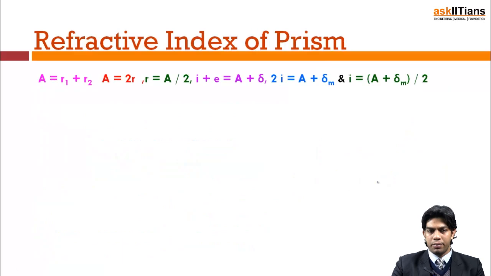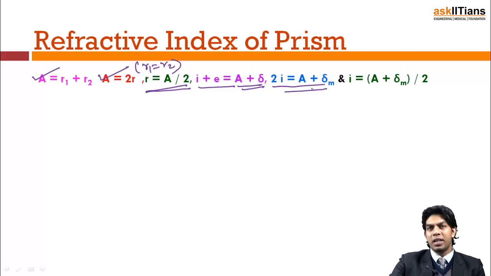Refractive index of prism. Now, based on the different properties which I know of prism, that is angle of incidence, and with the special conditions, that is during the angle of minimum deviation, I have this particular thing because of R1 equals R2. So R is basically R1 or R2, either way. So R comes out to be A by 2 and I plus E comes out to be A plus delta. And 2I comes out to be A plus del m. So basically we are putting the condition for minimum angle of deviation in all the entities which we know for the prism.